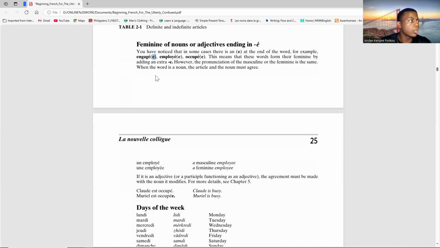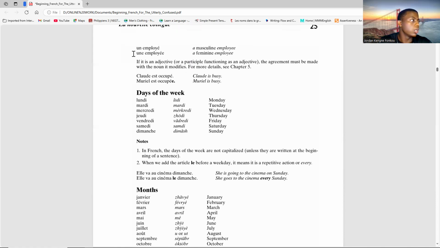Don't get it wrong. When the word is a noun, the article and the noun must agree. Here we have an example: un employé, une employée. Masculine and feminine.